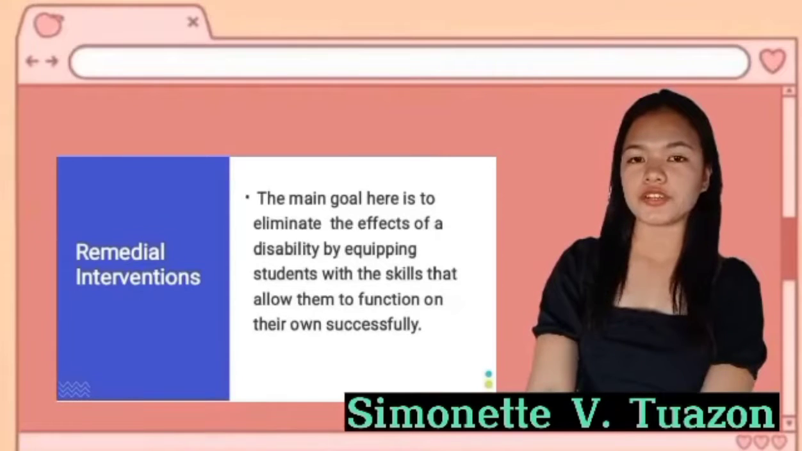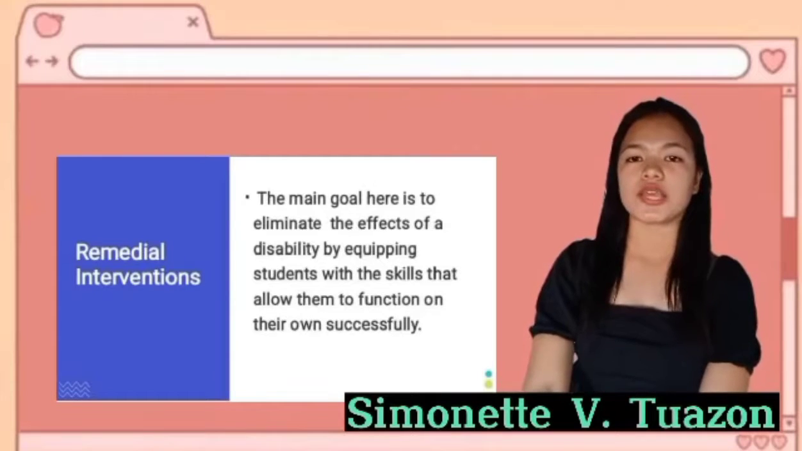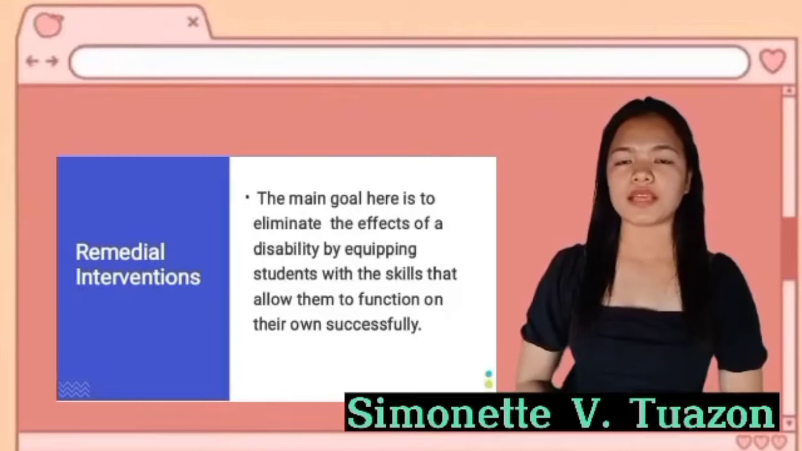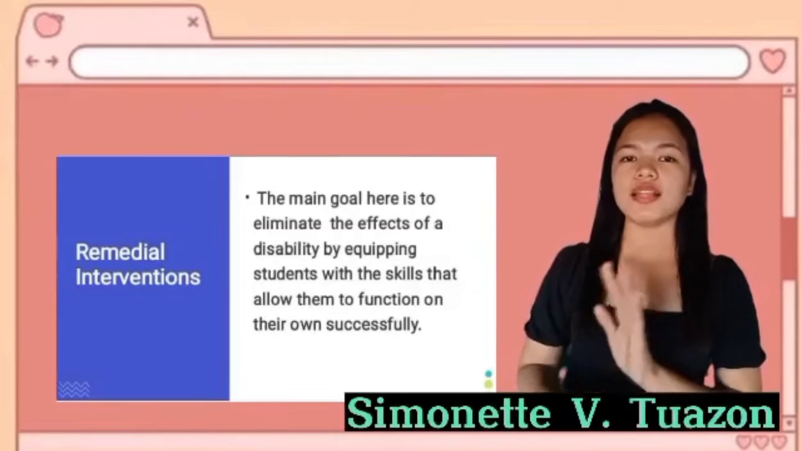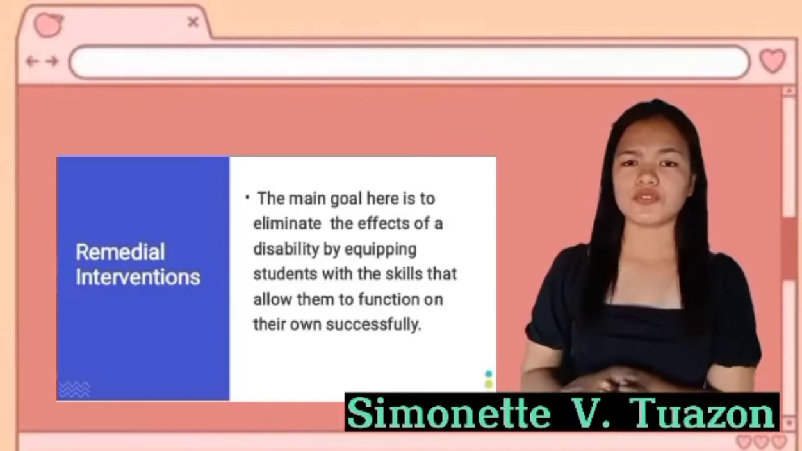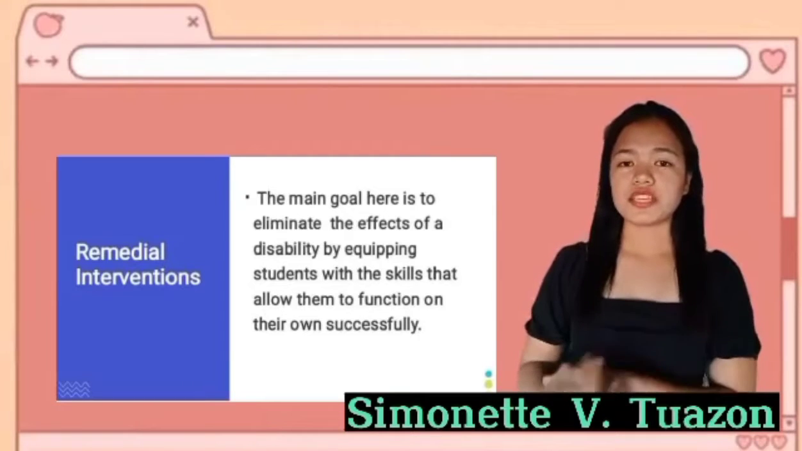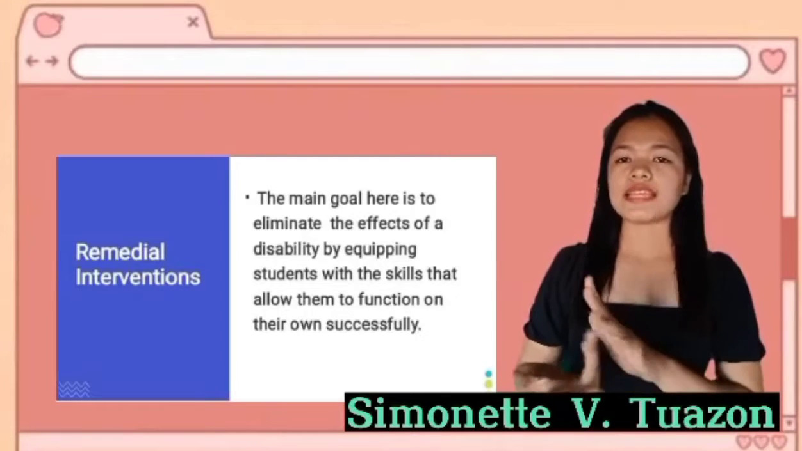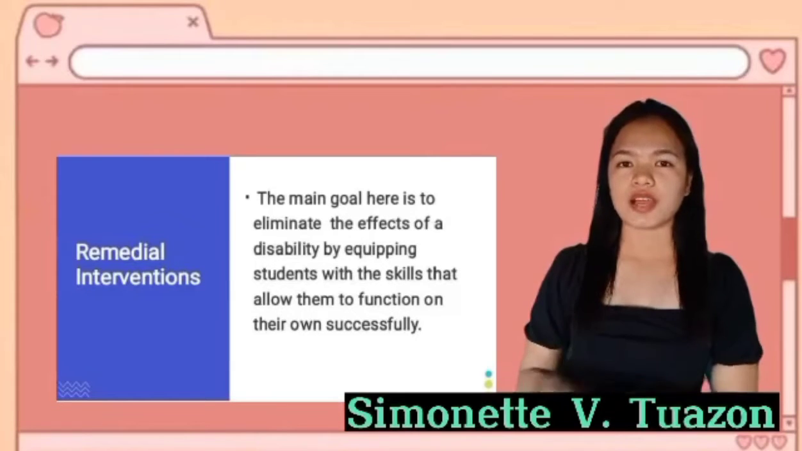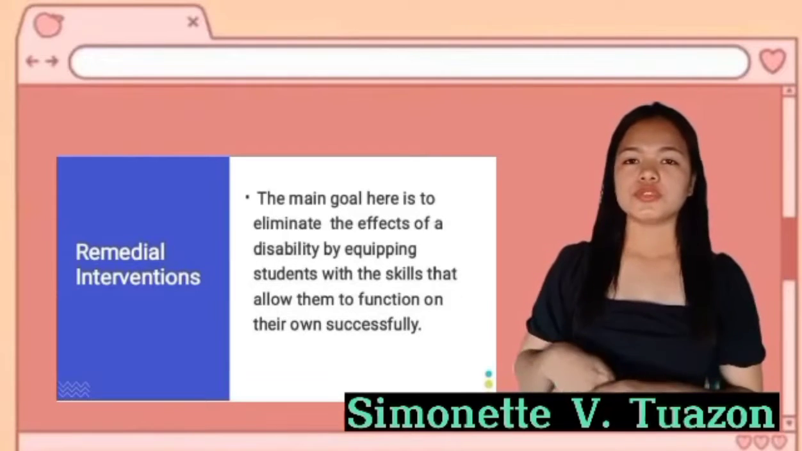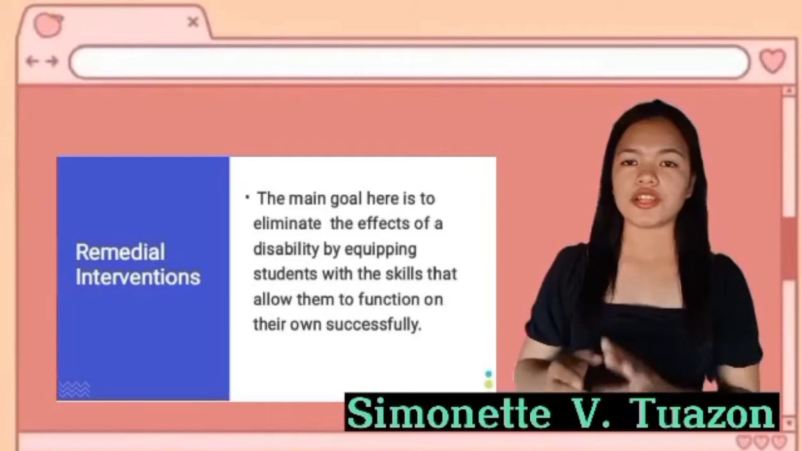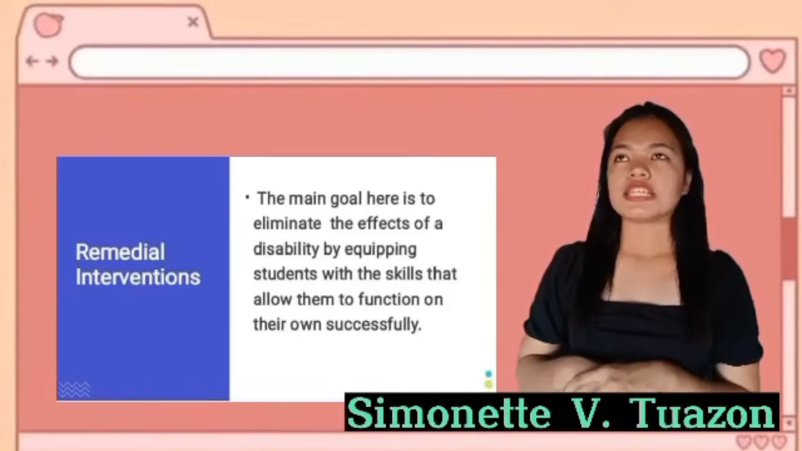Second is the remedial interventions. The main goal here is to eliminate the effect of disability by equipping students with the skills that allow them to function on their own successfully. So, for instance, teaching a student with ADHD, or attention deficit hyperactivity disorder, to develop an encounter point into activities, improving their level of task initiation.